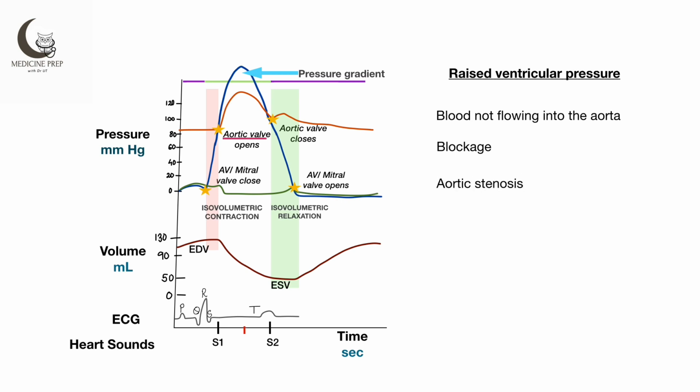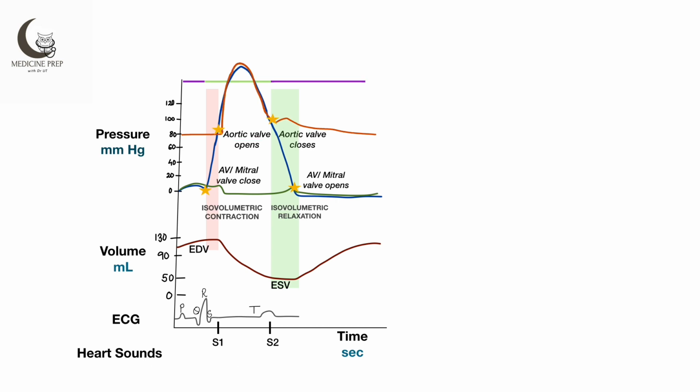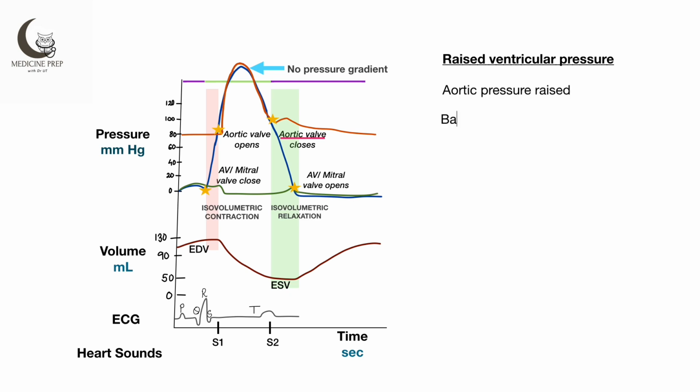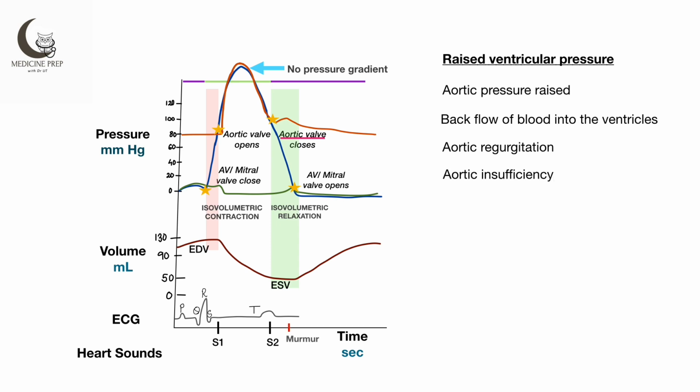That's one situation. However, if the ventricular pressure is high, but there is no pressure gradient, that means aortic pressure is also high, there is no pressure gradient, then what do you think is the scenario? That means there is some amount of regurgitation of blood which is happening into the ventricles from the aorta, which is usually seen in cases of aortic insufficiency.